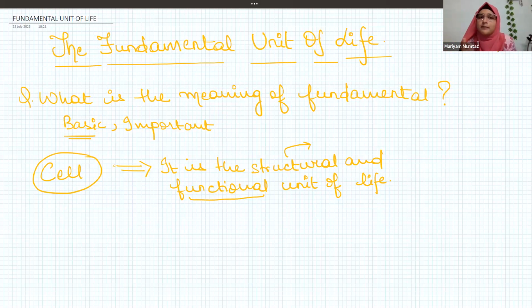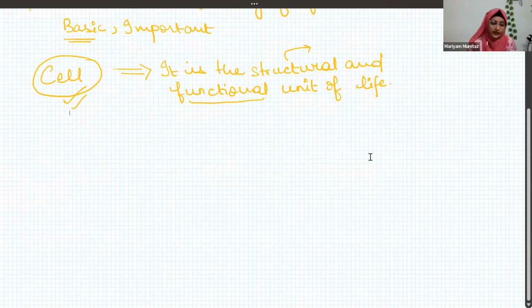So if you ask me, what do we require to stay alive? Or what is needed to become a whole organism? It is the cell, right? So the cell is extremely important for the formation of organisms. Is it clear? Yes, ma'am. Okay, now moving forward.